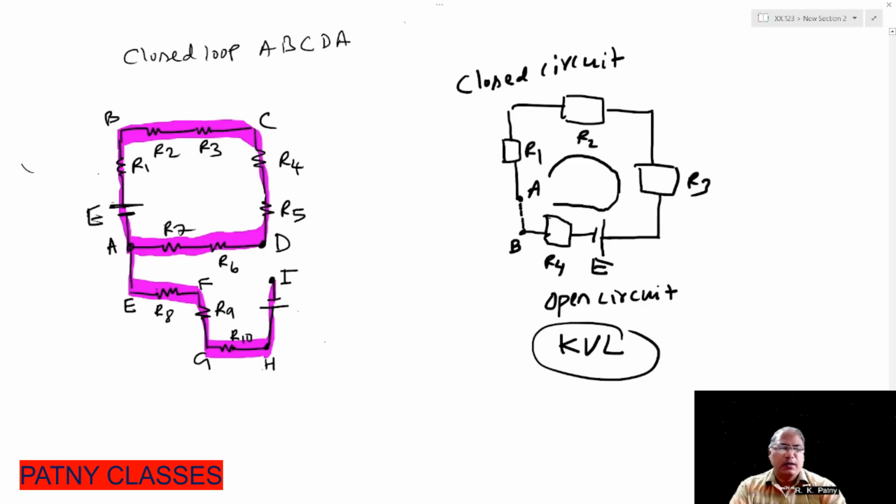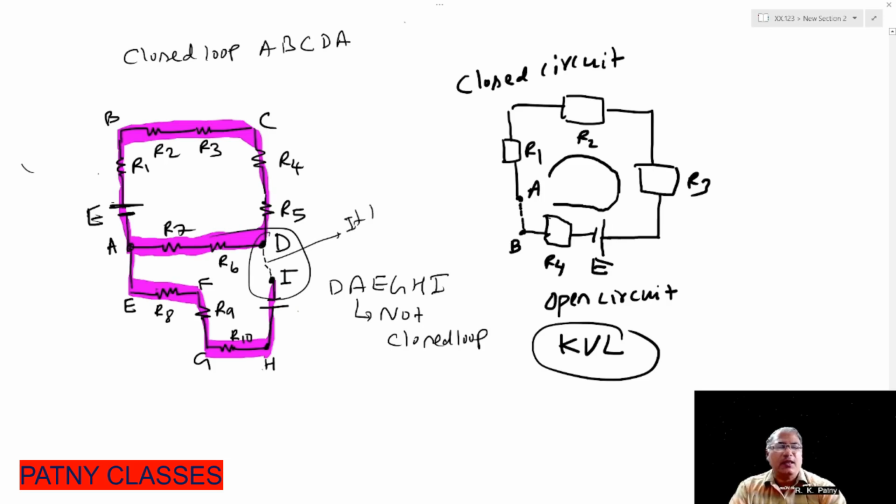But A, E, G, H, I is not a closed loop. Why? Because these are the endpoints and they are not connected. Unless and until you connect D and I, it is not a closed circuit. Suppose I connect them by a wire. Then, after connecting, it has become a closed loop.